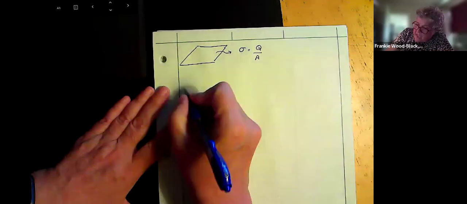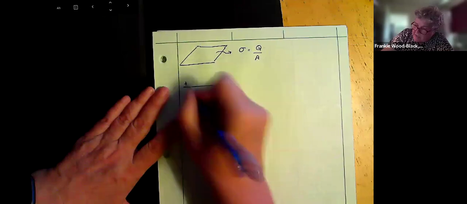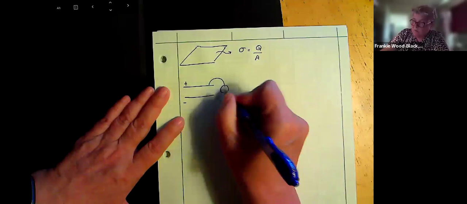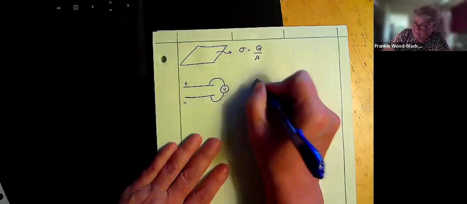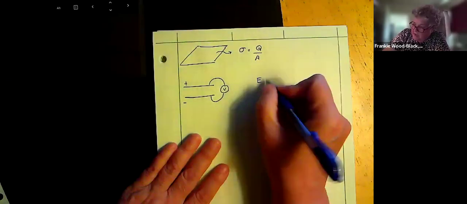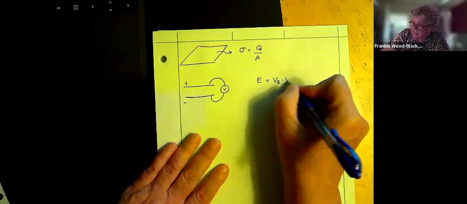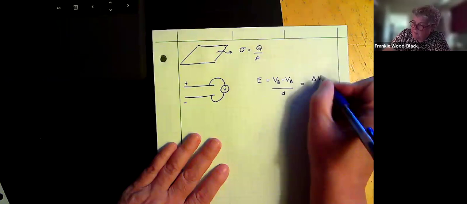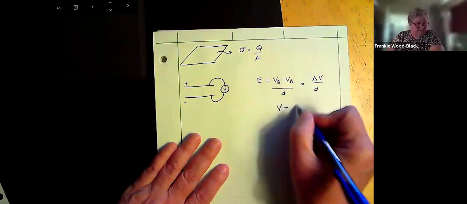So if I had a positive and a negative plate, and now I'm going to talk about a potential across the plate, we can look at my electric field. That is going to be my difference between my B minus my A divided by my distance. And that gets us back to our change in potential divided by distance. And remember, my potential is my potential energy divided by Q.